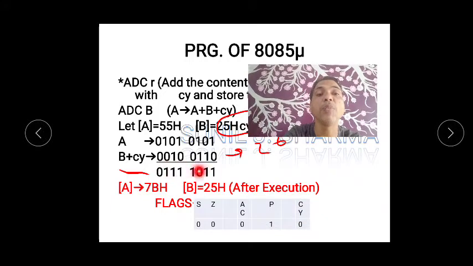Parity means count the number of ones. If it is even, set it. So can you see we are having an even number of ones because 6 ones are there, so parity is set.